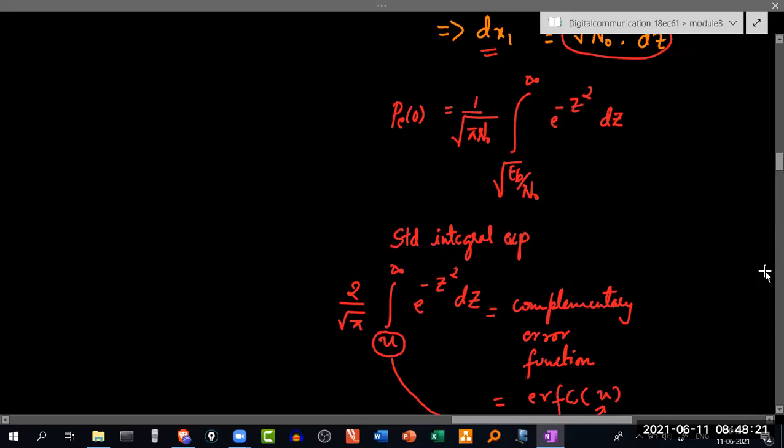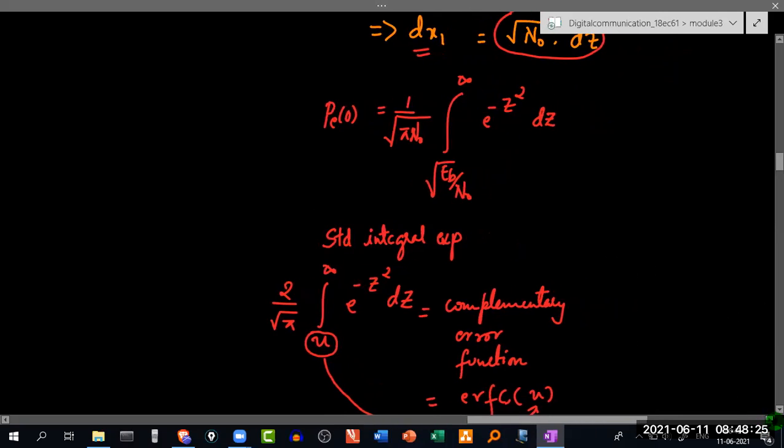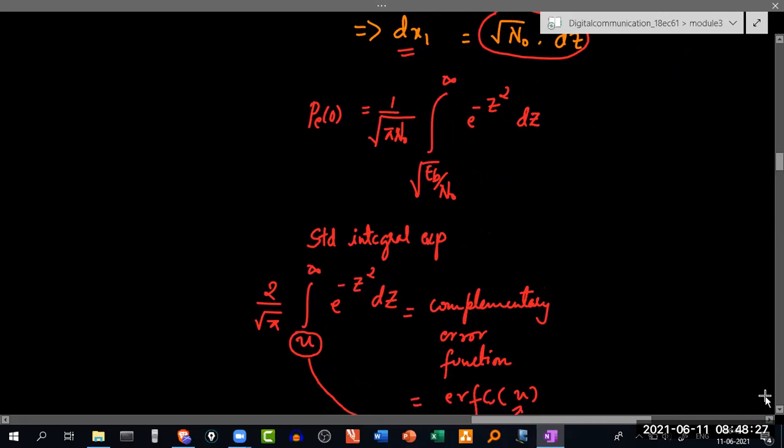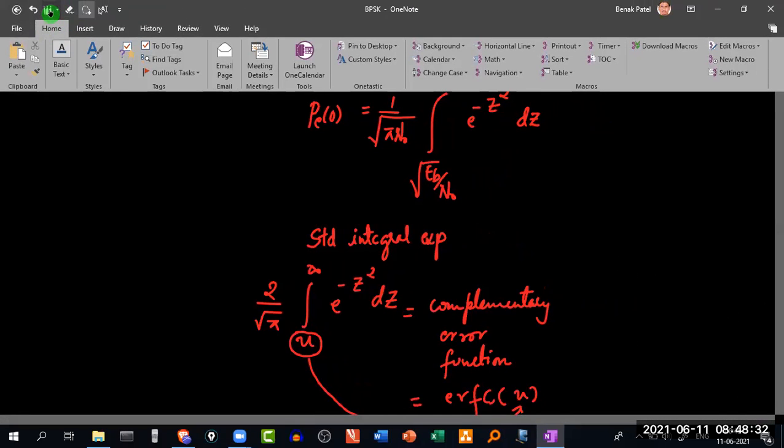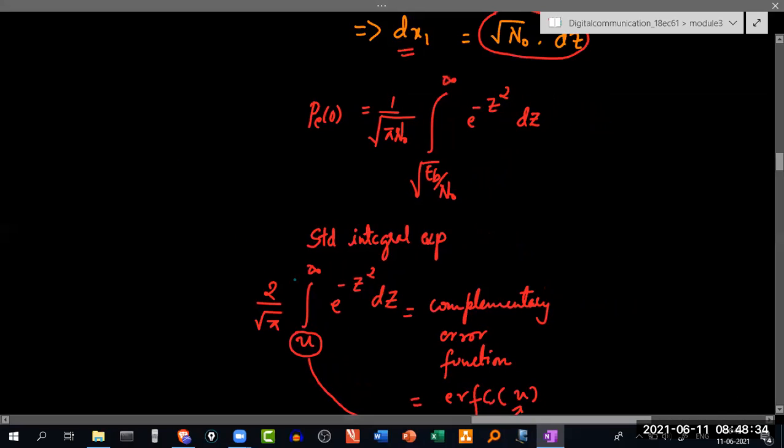So this is our standard integral. Now let's compare this left hand side. Now let me compare this LHS part with that of this expression.